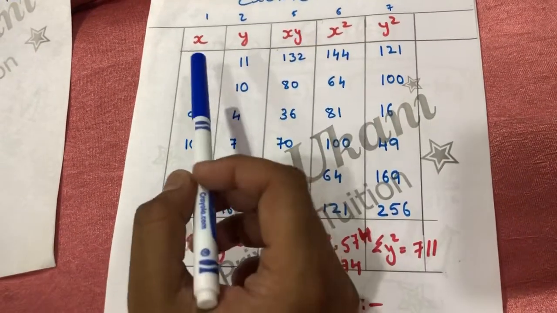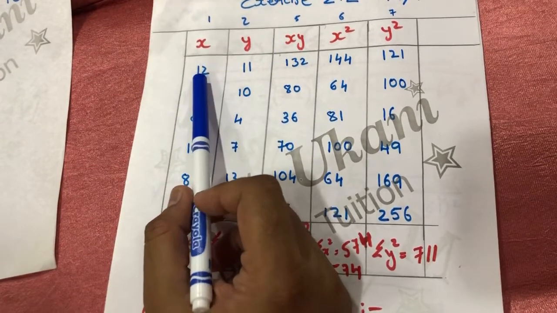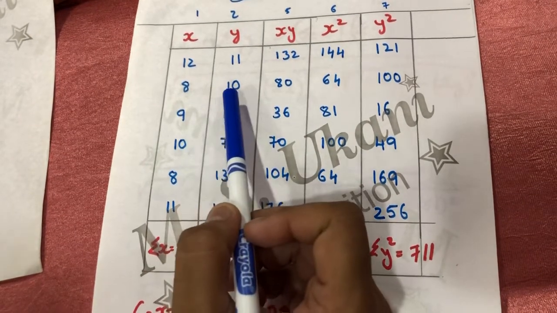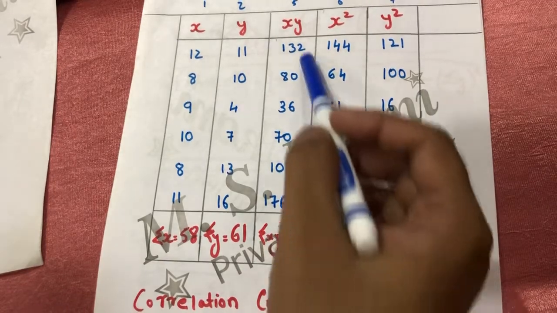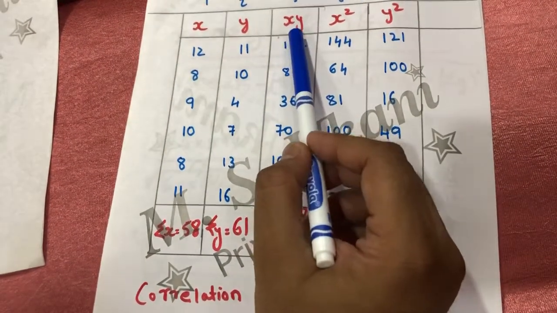Okay, so xy means 12 multiplied by 11, that is 132. 8 multiplied by 10, that is 80. 9 fours are 36. In this way we will prepare the third column, that is xy.